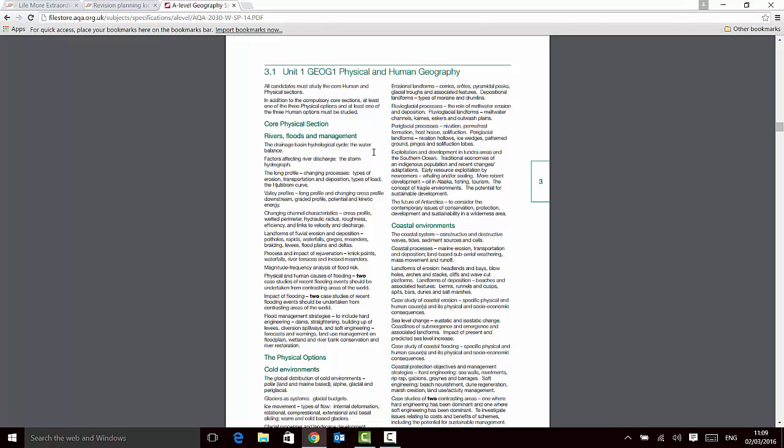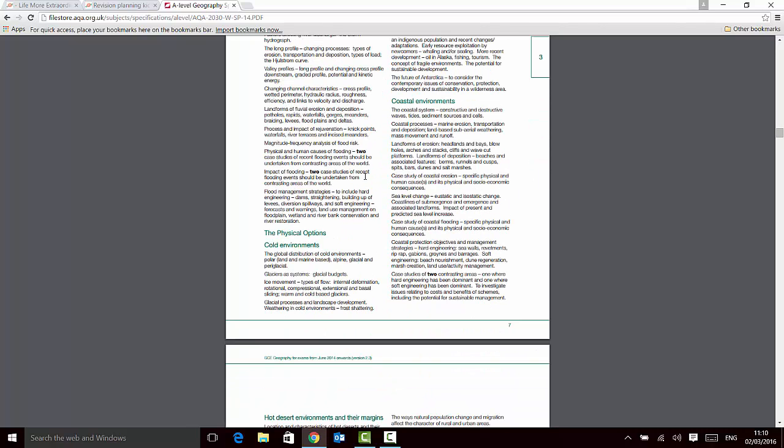So when you've got this specification, print off the pages that have got the information of what you need to know, okay, so the content. Don't worry about printing off the rest of the specification because it's a waste of paper.